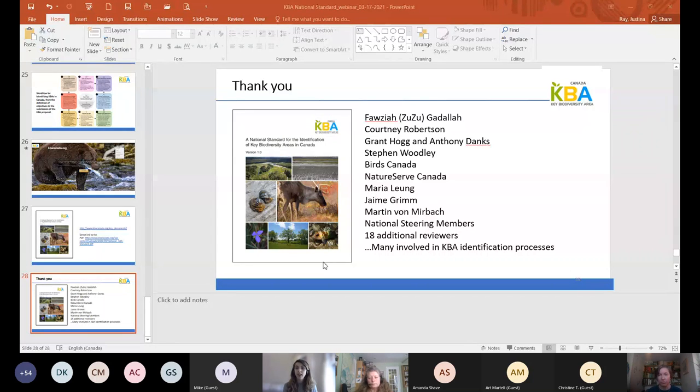Thank you both. Graham is wondering what the level of buy-in is from the provinces so far. Well, the provinces and territories have been fantastic on the National Steering Committee. And as I said, they have expressed a significant amount of interest, and many staff have been involved in certain processes. There's a lot of interest overall.